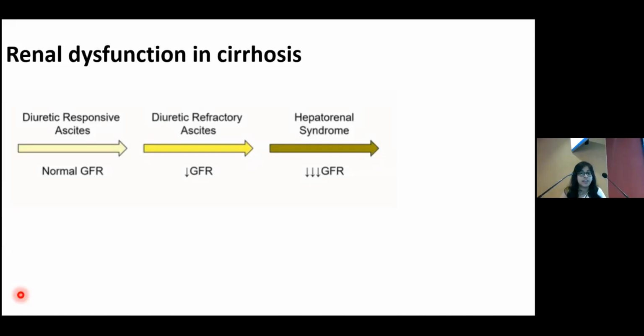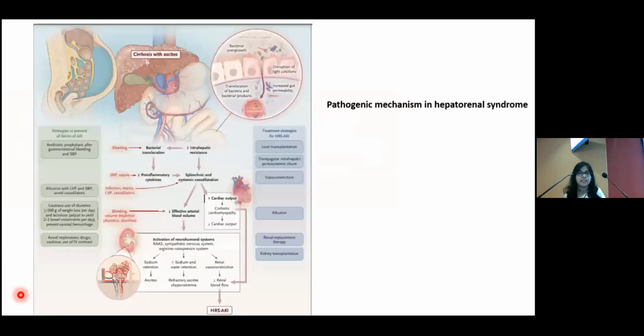And when they develop hepatorenal syndrome, they have very markedly reduced GFR. So you can see, in cirrhosis with ascites, they have a high tendency for bacterial translocation, and because they have intrahepatic resistance as well, and if they develop gastrointestinal bleeding, that also increases bacterial translocation. So this will increase pro-inflammatory cytokines in that patient's body. Not only that, if they develop sepsis and spontaneous bacterial peritonitis, that also increases the pro-inflammatory cytokines.